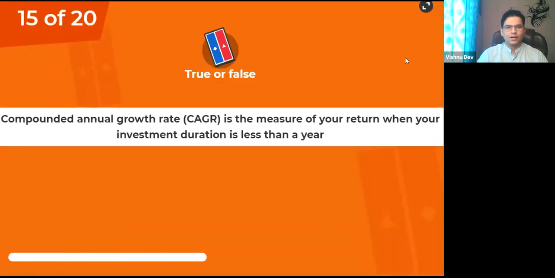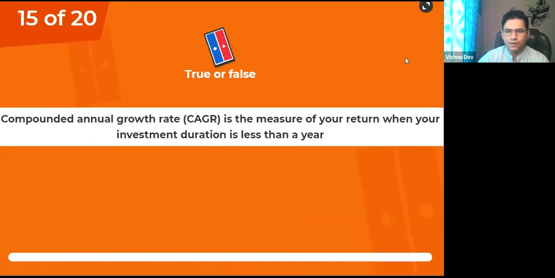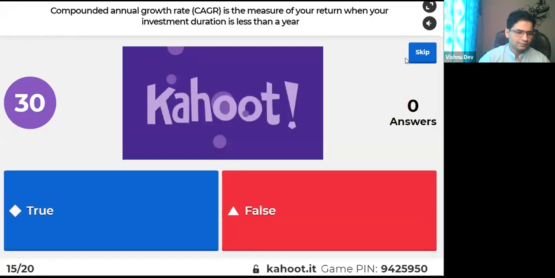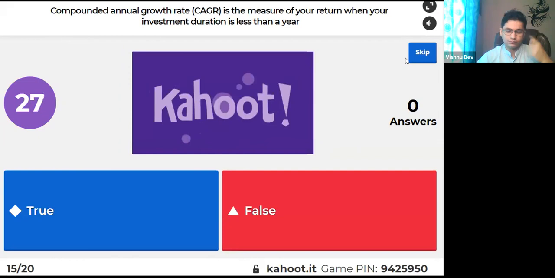So the 15th question: compound annual growth rate, CAGR, is the measure of your return when the investment amount is less than 1 year. Is my answer correct in the chat box? Wait, I'll just check. No. The answer is written in the question itself, yeah.